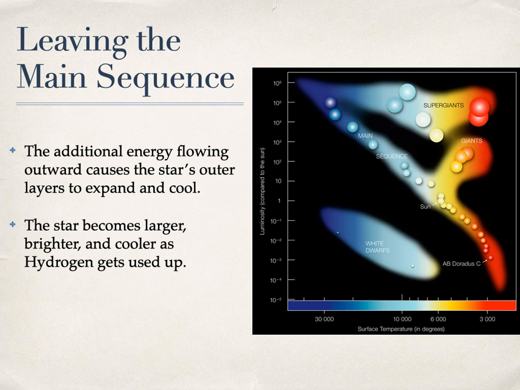So essentially, if we can sum it up there really quick, the star runs out of hydrogen, and gravity begins to take over, the core heats up, the star expands, gets more luminous, gets cooler on the outside, and that's what causes it to move off the main sequence.